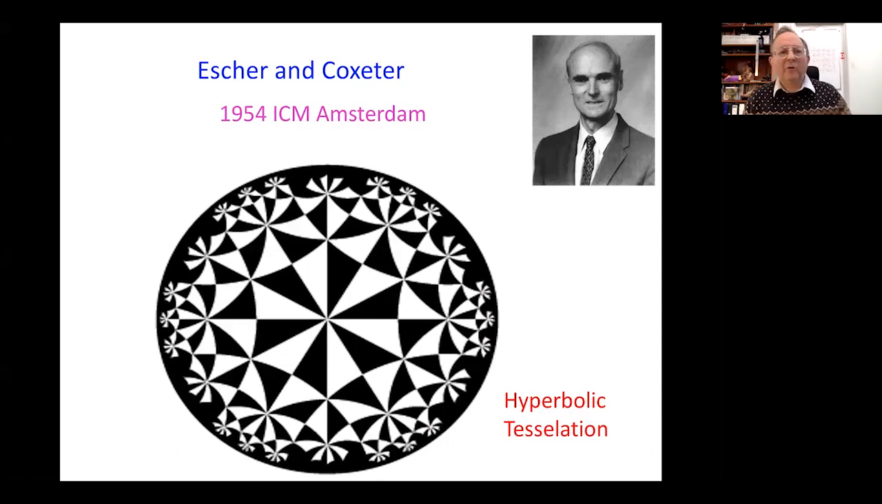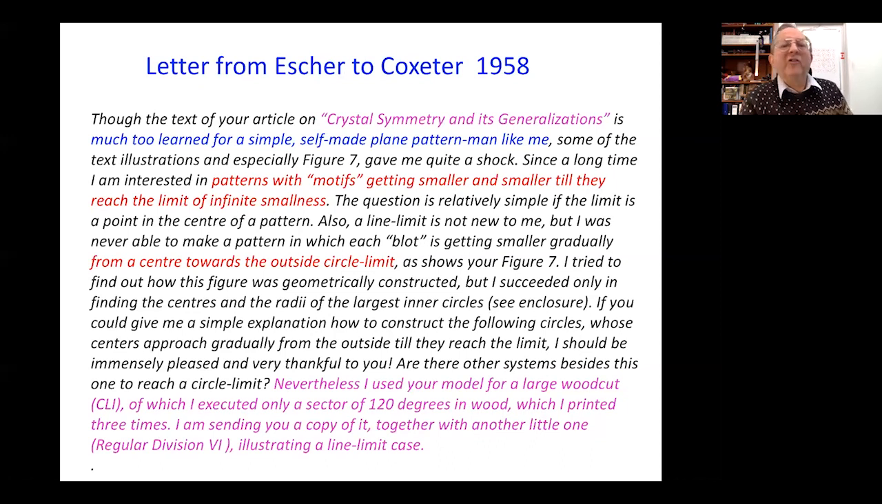And this started a lovely correspondence. Sorry, there's lots of words here, but this is lifted directly from a letter from Escher to Coxeter in 1958, where he's referring to the paper that Coxeter wrote on crystal symmetry and its generalizations. And he says it's simply much too learned for a simple, self-made, plain pattern man like me, which is ridiculous because he was anything but simple and was basically a genius. But he then basically says, I'm interested in patterns with motifs getting smaller and smaller till they reach the limit of infinite smallness.